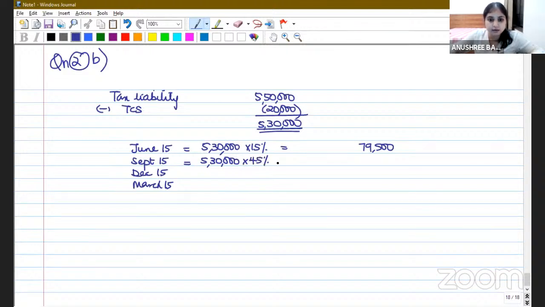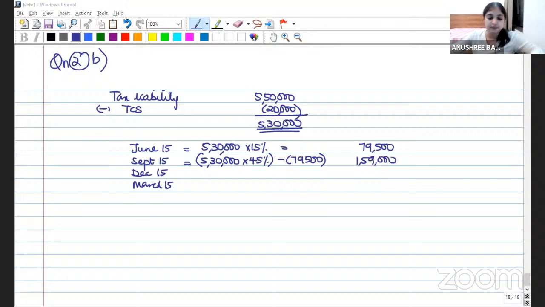In my second installment, we should pay how much advance tax? 45%, right? But from this number, we will subtract 79,500 because we have already paid it. So 5,30,000 into 45% is 2,91,500. But we have already paid 79,500. So we will subtract that. Balance 1,59,000 the assessee will pay on September 15.